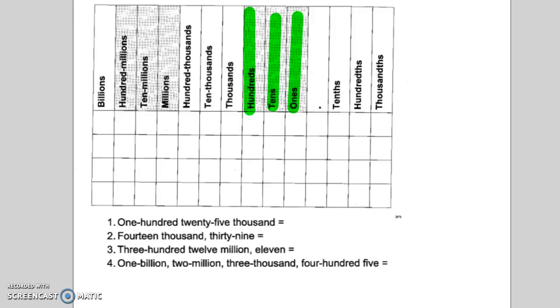The next period in our place value chart is the thousands period. We refer to the first one, the one I marked in green, as the hundreds period. The next one is the thousands.